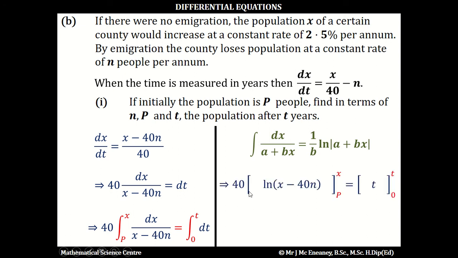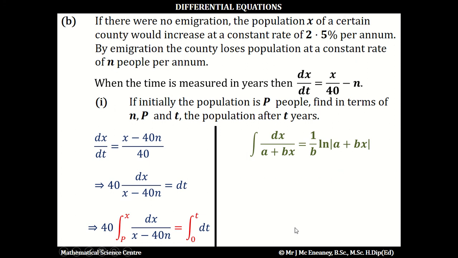So on the left hand side, we're going to get 40 times the ln of x minus 40n, with limits from p up to x. On the right hand side, if you integrate dt, you just get t, and the limits go from 0 to t. So when you put in t, you get t minus 0, which is just t. So we just get a t on the right hand side. This 40, we could bring across and divide as well.